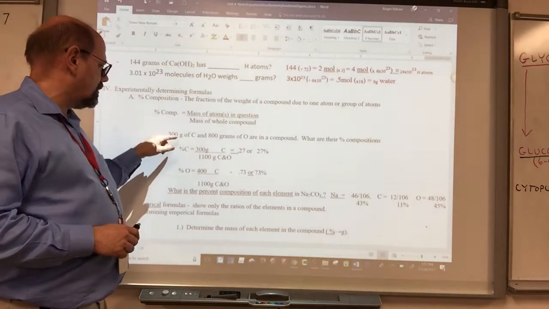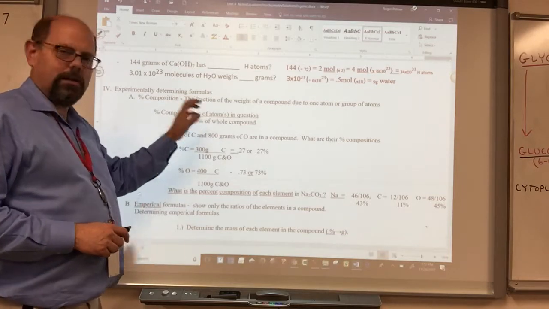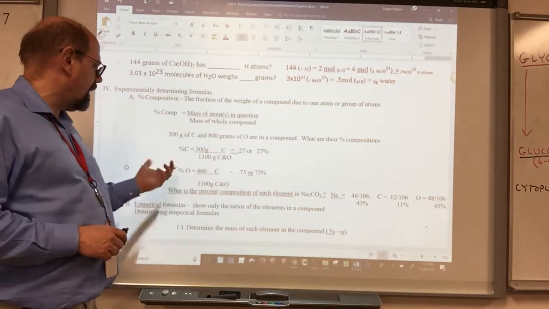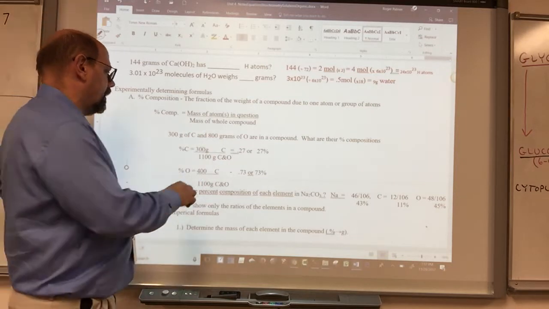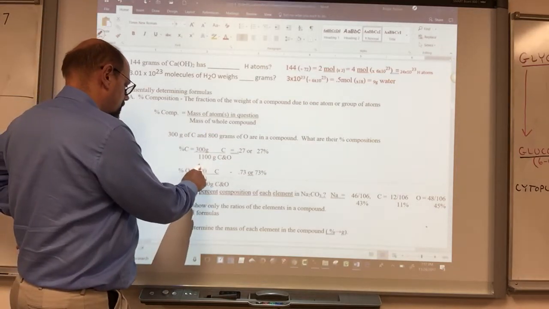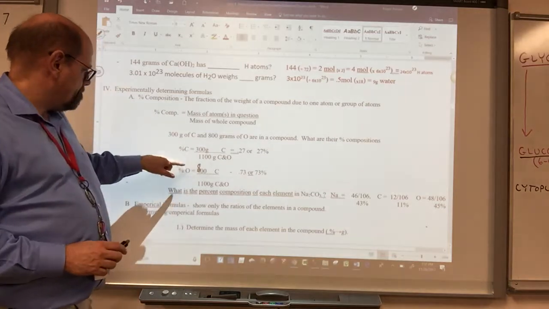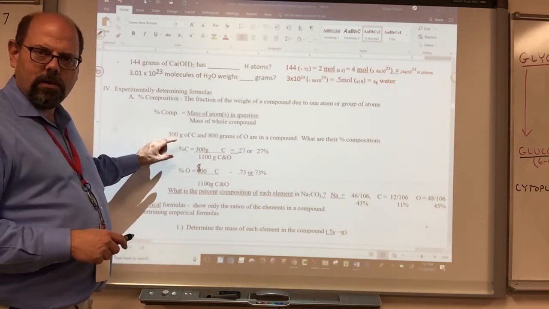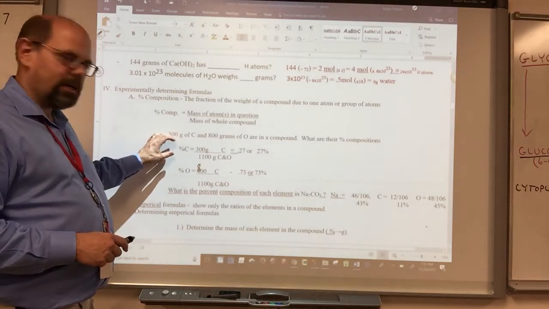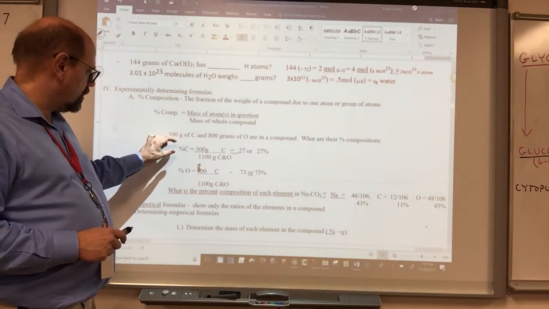All right, now, like I said, in the early days when they were still trying to figure these things out, they used to be able to figure out what the number of grams of each of the atoms were. And so how would that work? Well, if it's 300 grams of carbon and 800 grams of oxygen, I'm going to change this one, like I said. That's supposed to be an 8, and it'll be fixed in the notes that you download. So you'll get a new version of notes in today's worksheet.